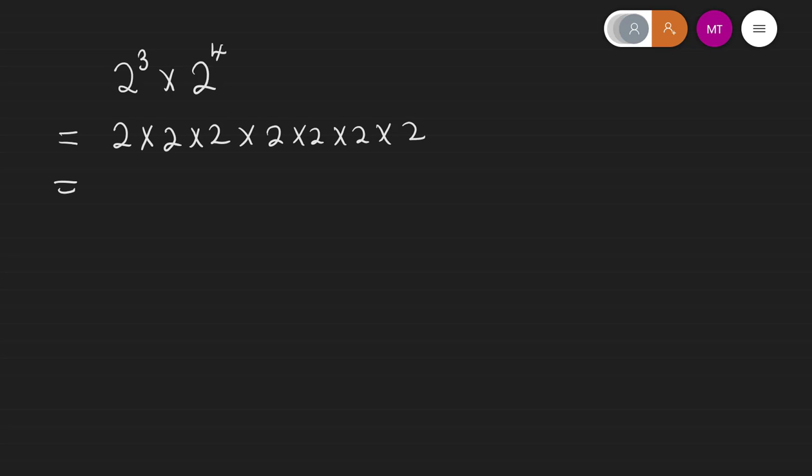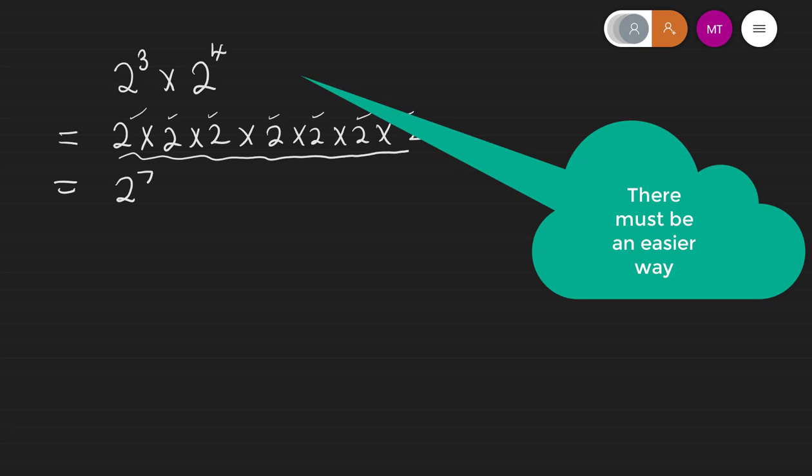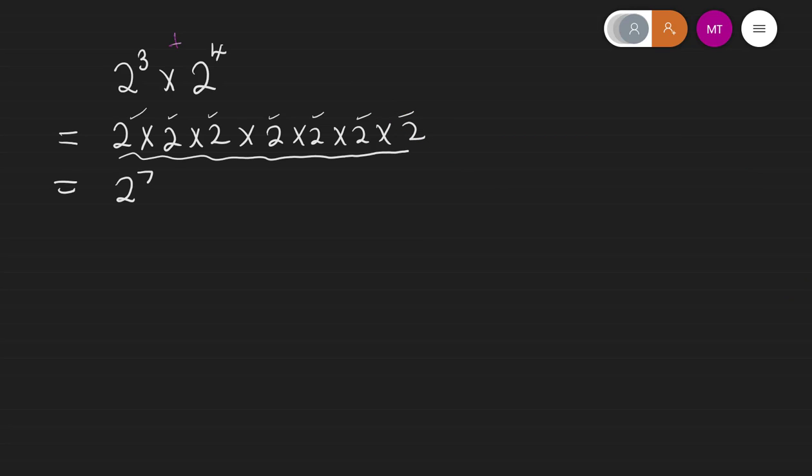So now instead of writing it in expanded form, we can say, okay, 2 is multiplied by itself how many times? 1, 2, 3, 4, 5, 6, 7. 7 times. But that seems like a lot of work. Do you see an easier way? Yes, of course. How did we get the 7? We added the 3 and the 4.